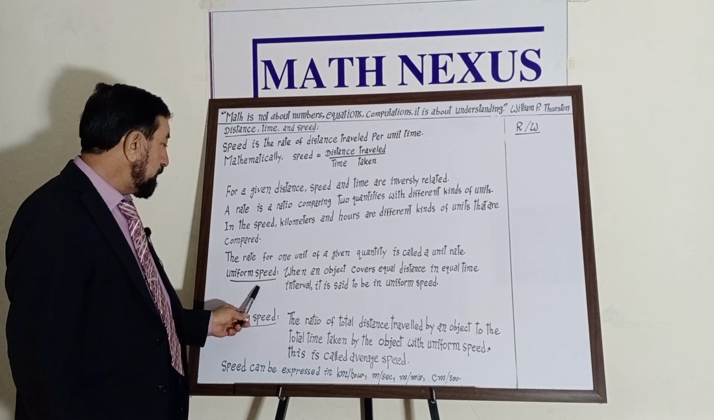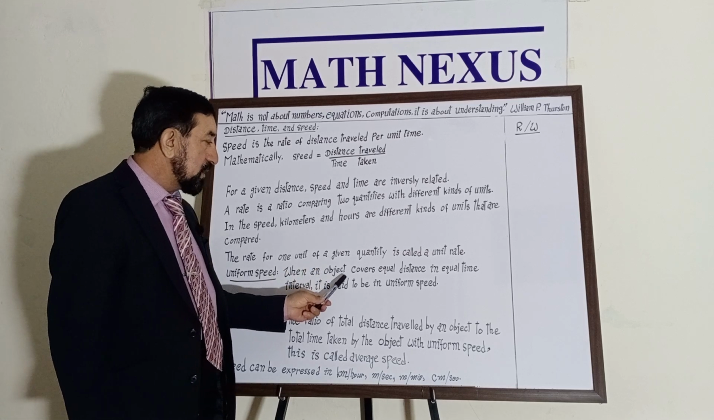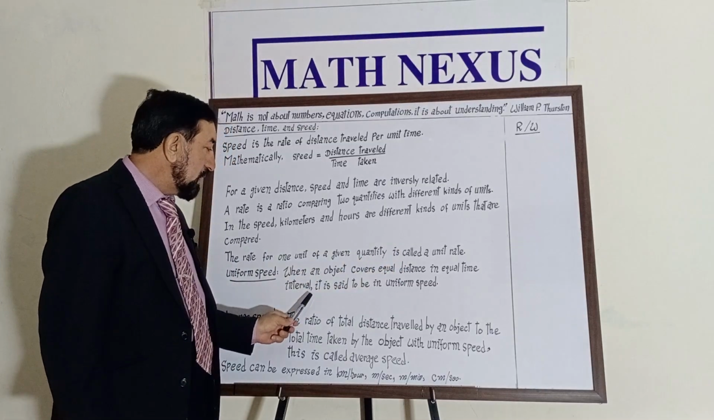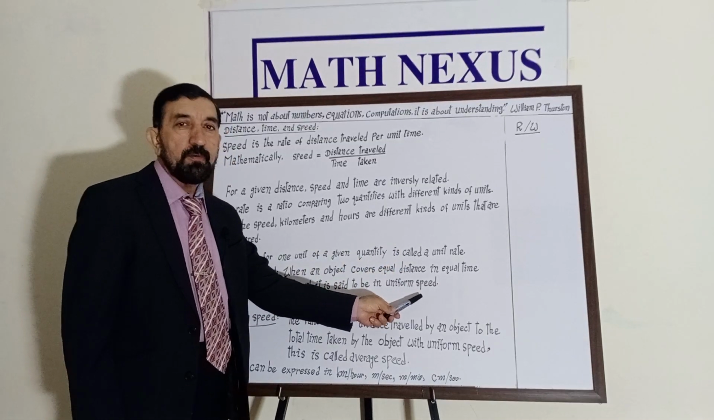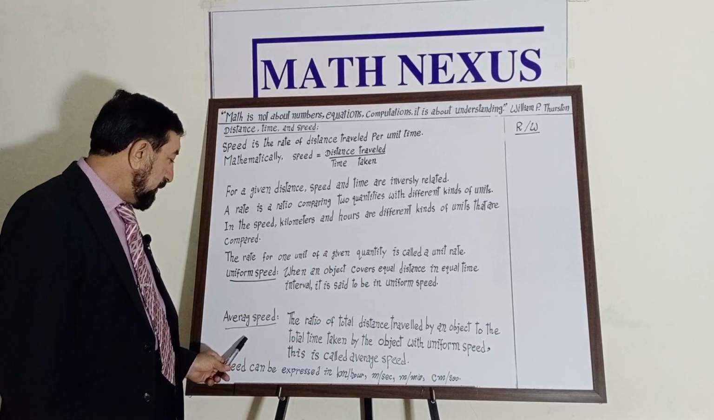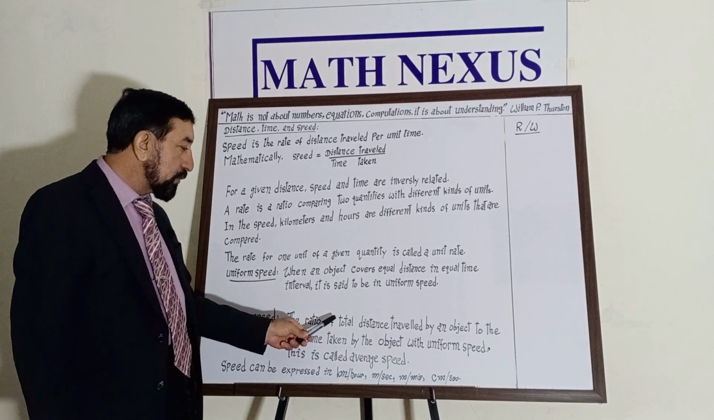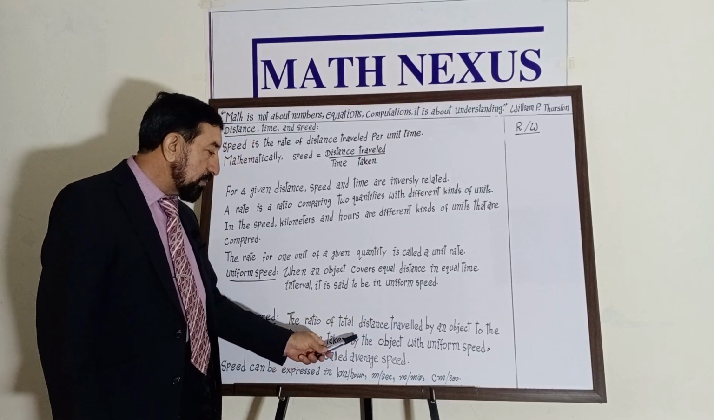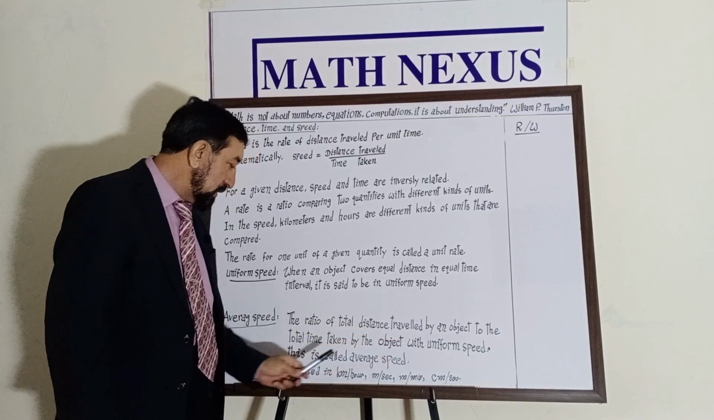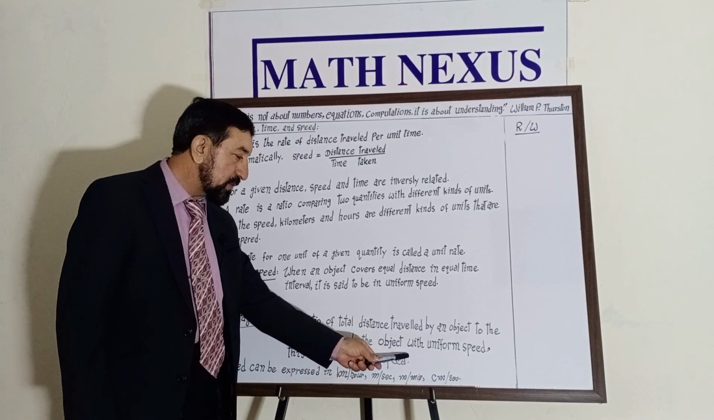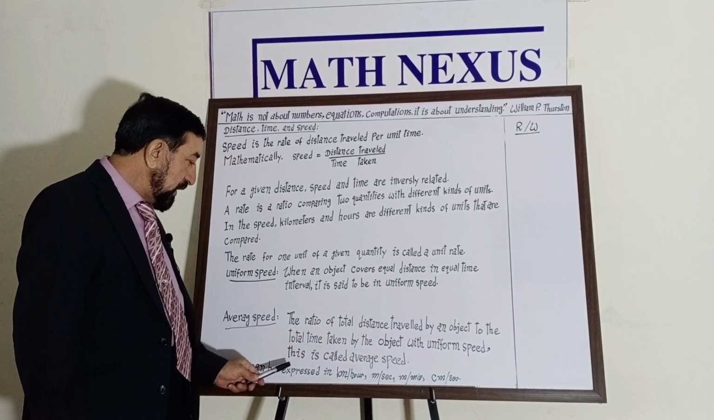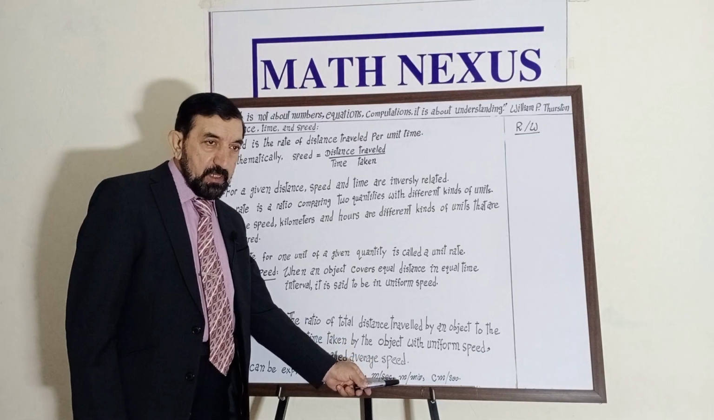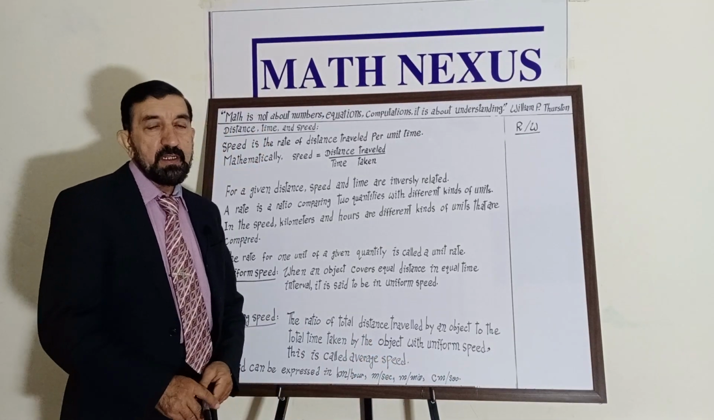Uniform speed: when an object covers equal distance in equal intervals of time, it is said to be in uniform speed. Average speed: the ratio of total distance traveled by an object to total time taken by the object. Speed can be expressed in kilometer per hour, meter per second, meter per minute and centimeter per second.